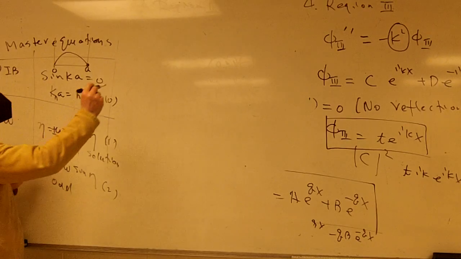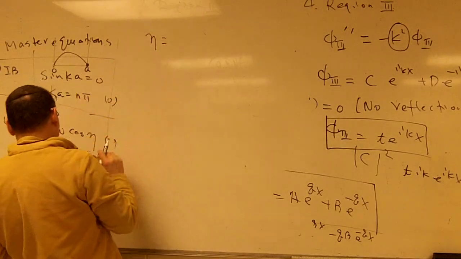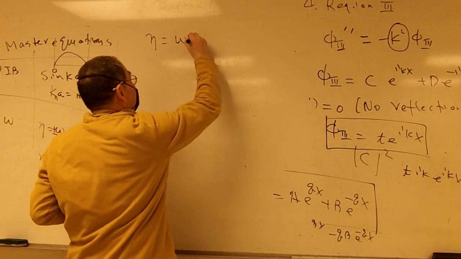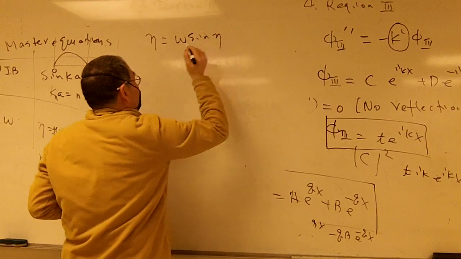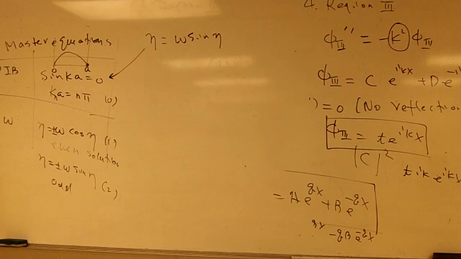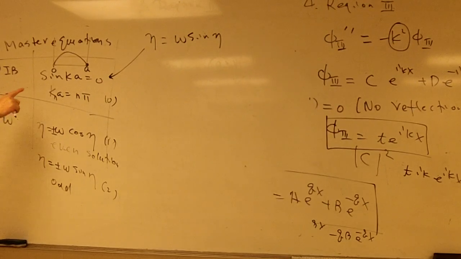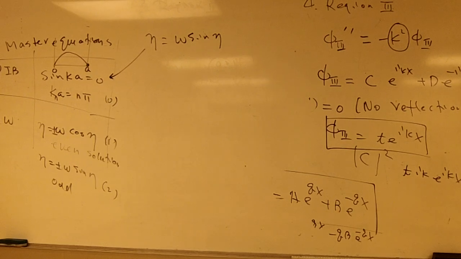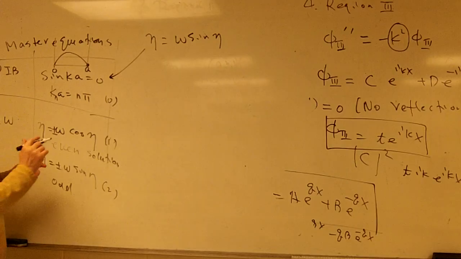Let me write this down explicitly. In other words, let's just choose one positive root. How do we get this equation to this equation? From that equation, how do we get this equation? Yes? Eta equals n pi.